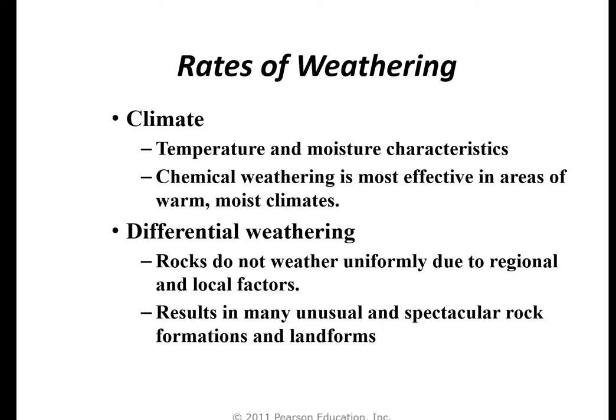There are different factors that go into the rates of weathering. One of those is climate, the temperature and moisture characteristics of the environment the rock is in. Chemical weathering is most effective in areas of warm and moist climates. We can also have differential weathering. This is where rocks do not weather uniformly due to regional and local factors, which may include height and depth of the rock. It results in many unusual and spectacular rock formations and landforms.